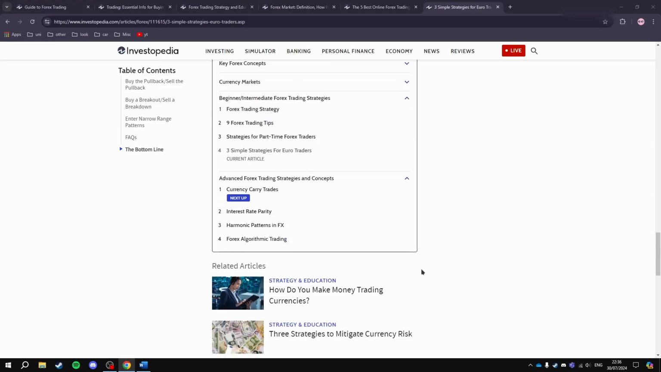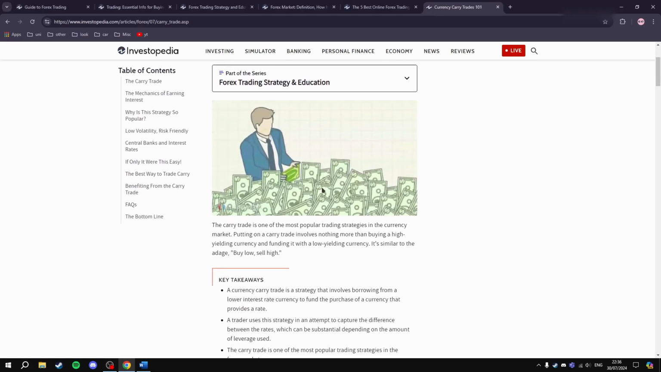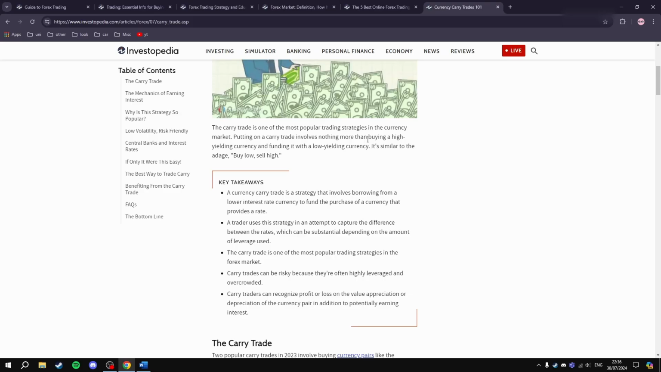On to the next one. Currency carry trades. The carry trade is one of the most popular trading strategies in the currency market. Putting on a carry trade involves nothing more than buying a high-yielding currency and funding it with a low-yielding currency. It's similar to the adage buy low, sell high.